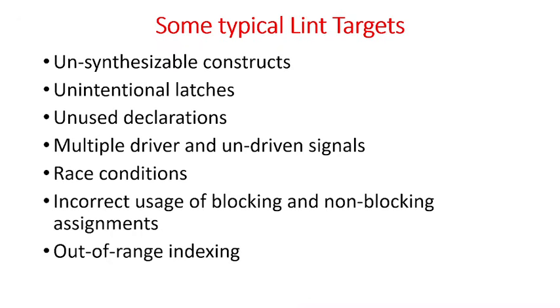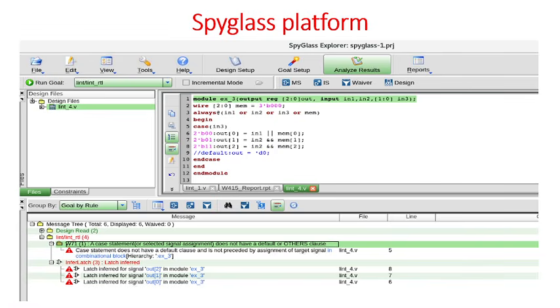Then out of range indexing. If we have some specified n number of elements in the array, and we try to use the n plus one element for which the indexing has not been declared, then there is a possibility that the lint tool will give an error.